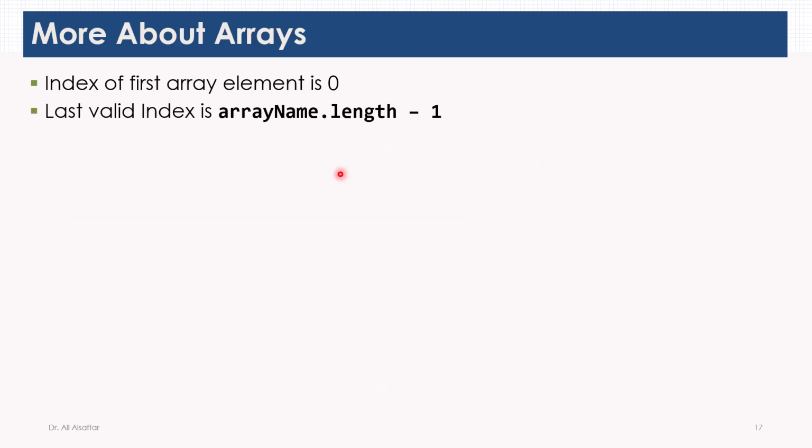Here are some tips about arrays. First, the index of the first array element is always 0, and the last valid index is always the length of the array minus 1. Therefore, in for loops for processing arrays, for the condition, instead of writing the index is less than or equal to array length minus 1, we simply say that the index is less than, without equal, array.length.